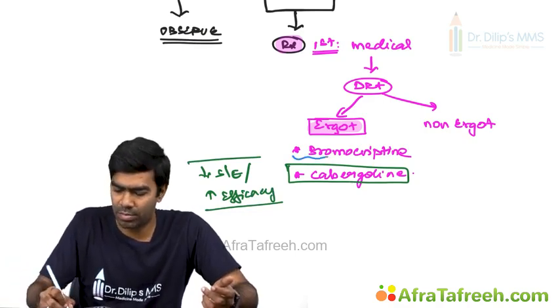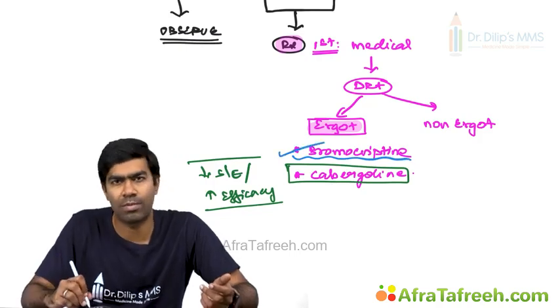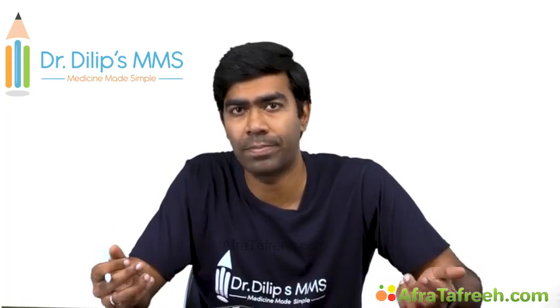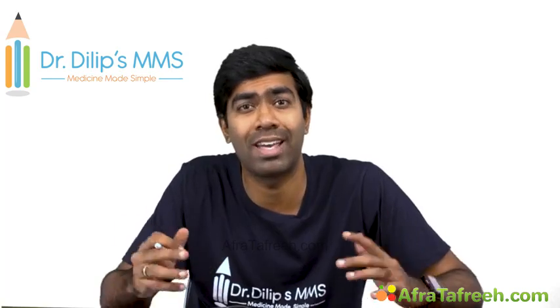If they ask you where will you prefer bromocriptine, the only area where I'm going to prefer bromocriptine is during pregnancy. If at all I'm going to use, I'll tell you what are the indications for using. But if at all I'm going to use a dopamine receptor agonist during pregnancy, it will be bromocriptine because it has a longer experience and more safety data.